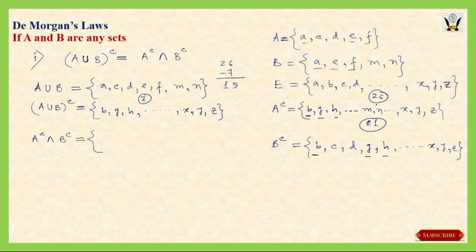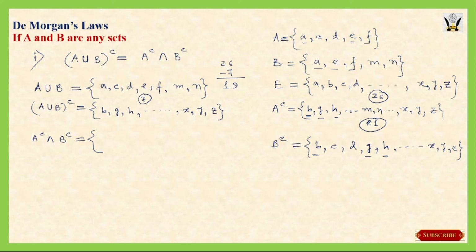But here we have MN, and B complement will not include MN because B has MN. So B complement will not have MN, but A complement will have MN. But since we are performing the intersection operation here, MN are not common between A complement and B complement, so we will not include them. So what are the common elements? B, then G, H, and C, D only B complement has, and MN only A complement has.